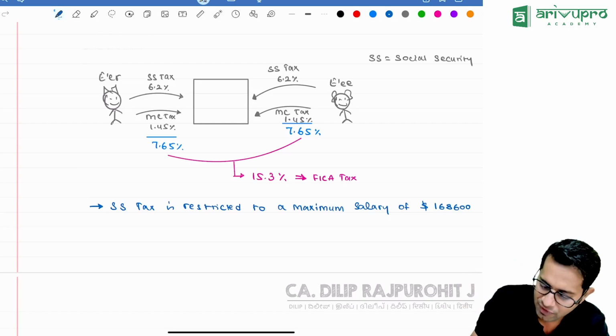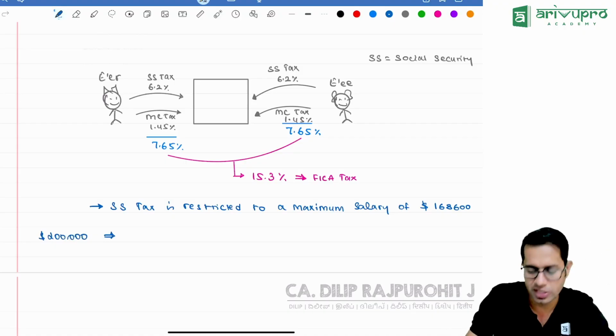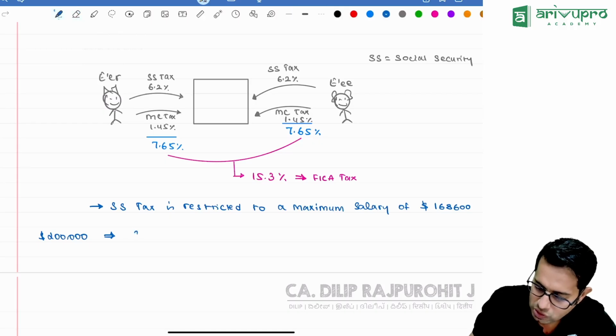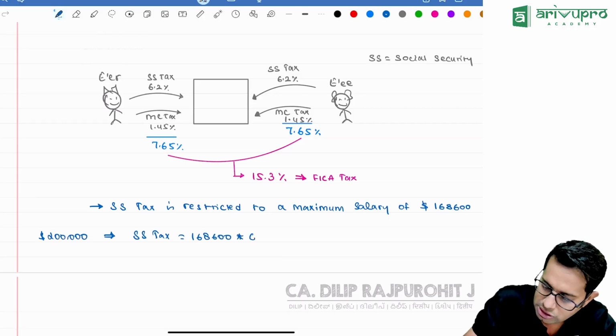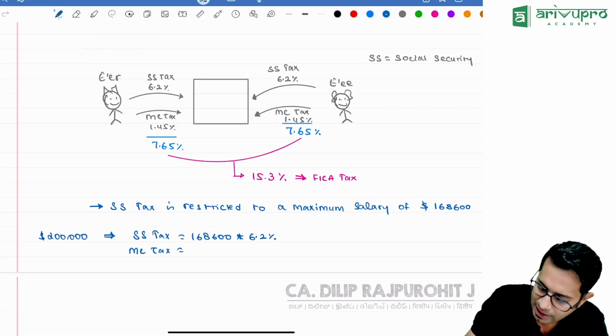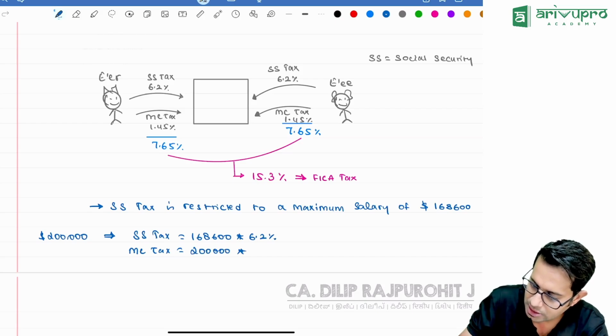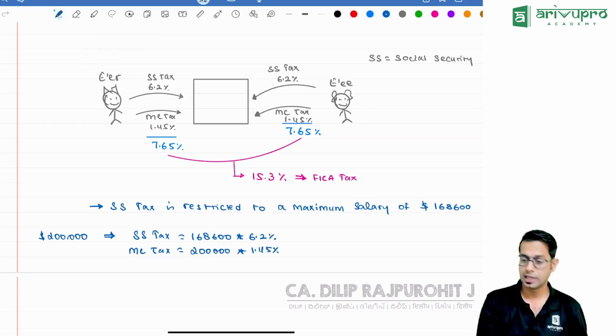For example, if I am earning $2 lakh, and if I ask you what is the social security tax which the employee has to pay, the employee's contribution will be 168600 into 6.2%. And sir, what about Medicare tax? For Medicare tax, there is no restriction. So Medicare tax will be calculated on the entire 2 lakh into how much, sir? 1.45%. So for social security tax, there is a restriction involved.